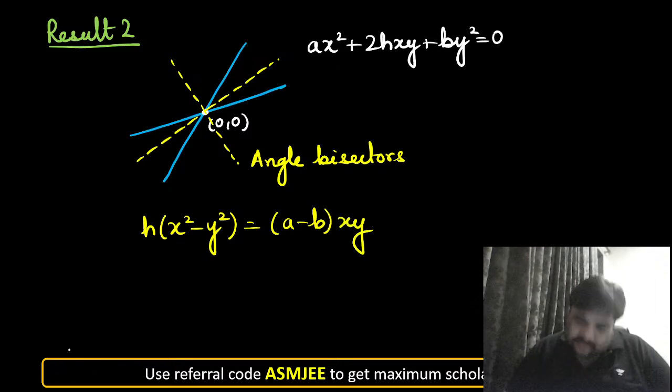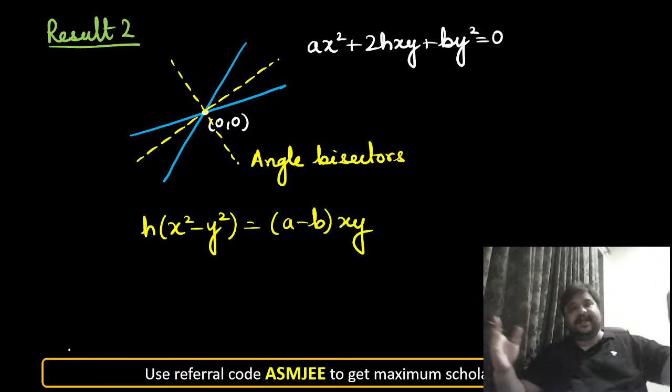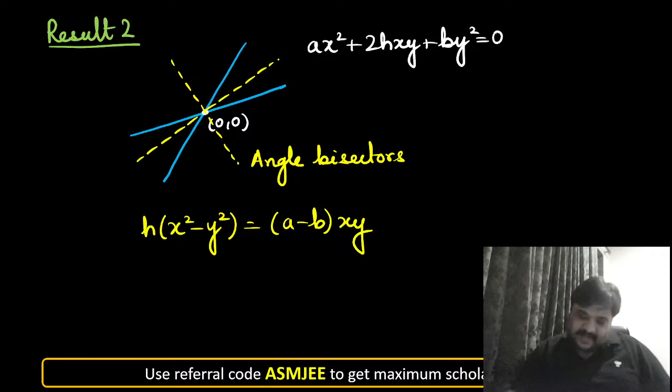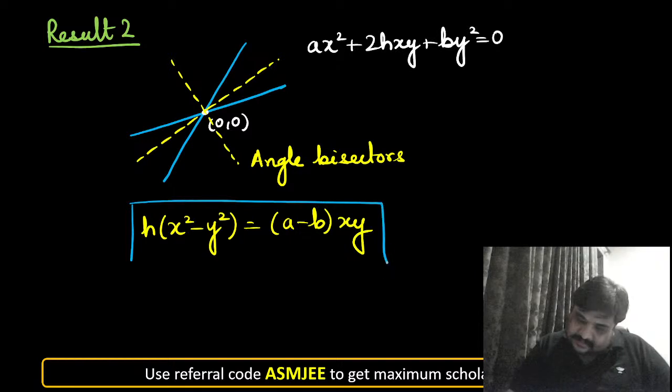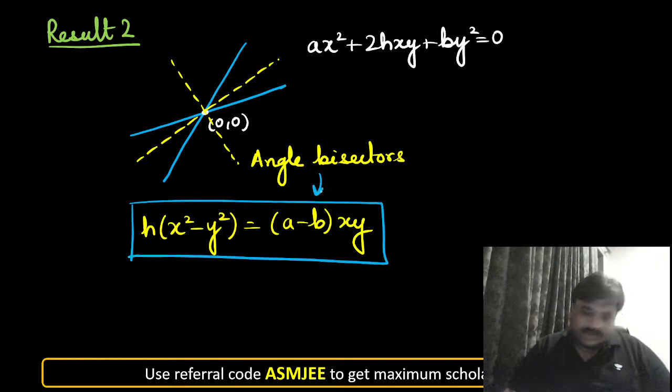Directly learn this. You don't need to derive. You don't need to separate and then multiply and get this result. You can directly remember it. This is the pair of angle bisectors.